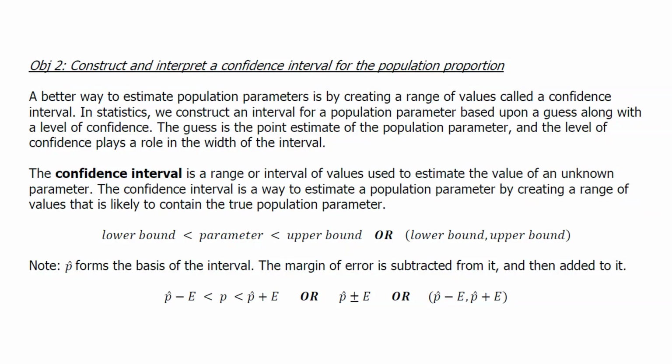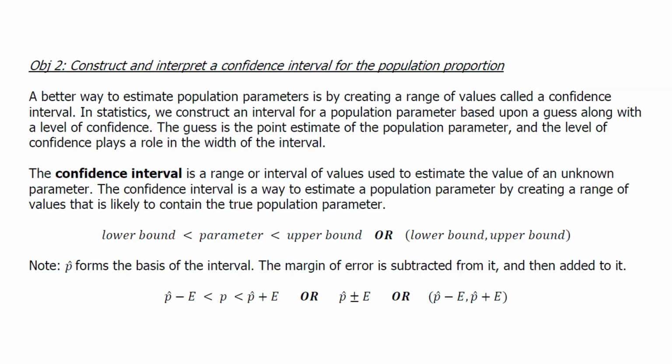In statistics, we construct an interval for a population parameter based upon a guess along with a level of confidence. The guess is the point estimate of the population parameter, and the level of confidence plays a role in the width of the interval. Think of it like this.